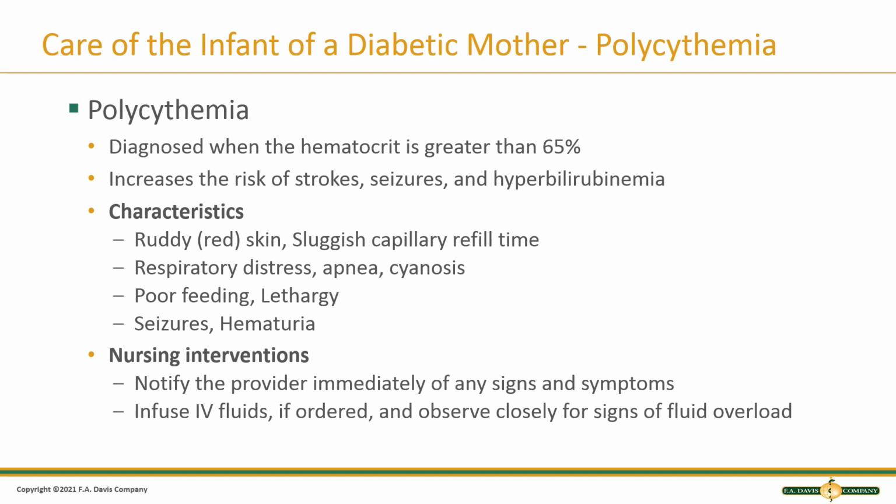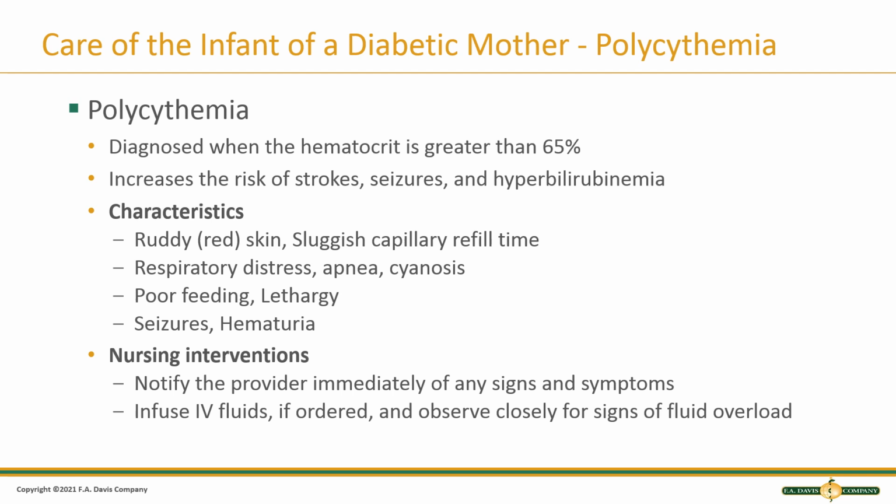So when you look at this baby, you're going to see ruddy red skin. You might see sluggish capillary refill time. You may see respiratory distress. They may have episodes of apnea. They might have some cyanosis. They might have poor feeding. They may be lethargic. Seizures can occur, and they may have hematuria. So we want to let the provider know if we observe any of these signs and symptoms. We want to give IV fluids and observe closely for signs of fluid overload.